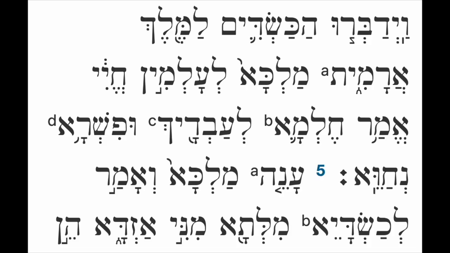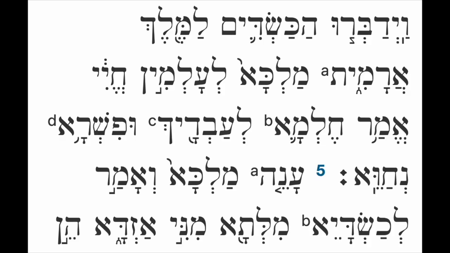And so let's start by analyzing the text word by word. The first word we have is Vaidabru, and this is in Hebrew. And this is a PL, or D stem, third person plural, Vaidabru, in the Vav consecutive. And it means, then they said, or then they spoke. Next we have Hakasdim, and this is going to be the Chaldeans.